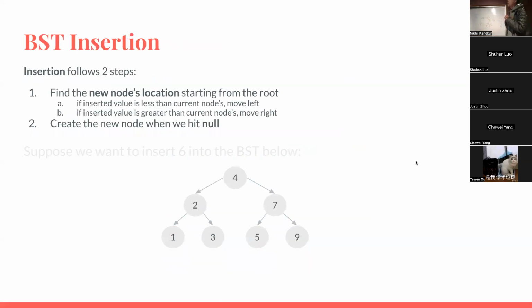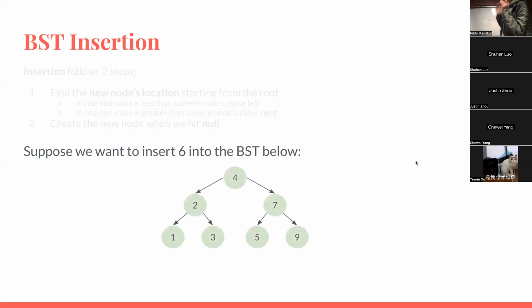So the main operation that we'll cover is BST insertion. Pretty much this follows two steps, right? The first one is we find the new placement for the node that we're trying to insert. And the second one is, once we fall off the tree, we create the node and insert it there. So I'll give you an example, right?